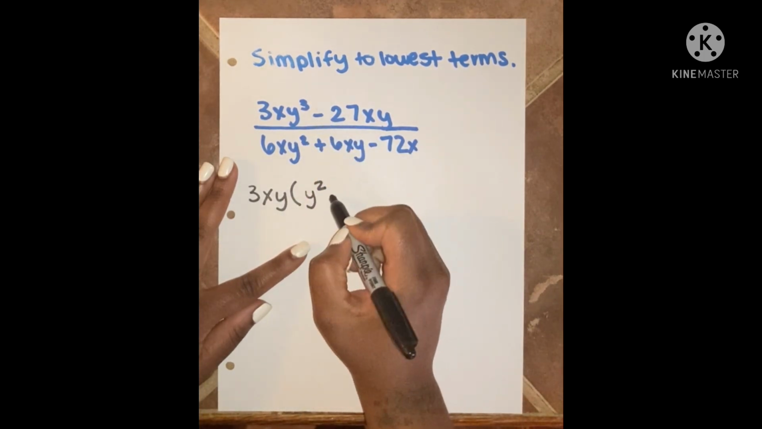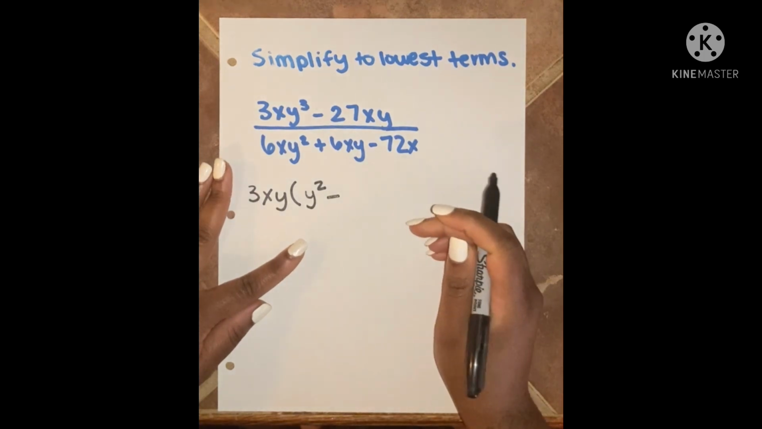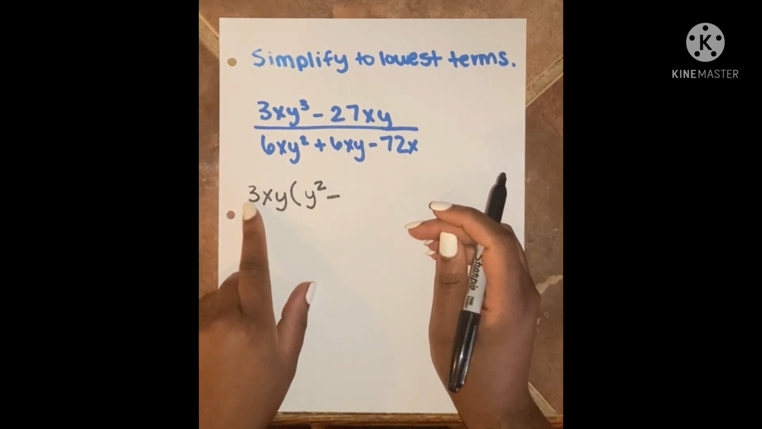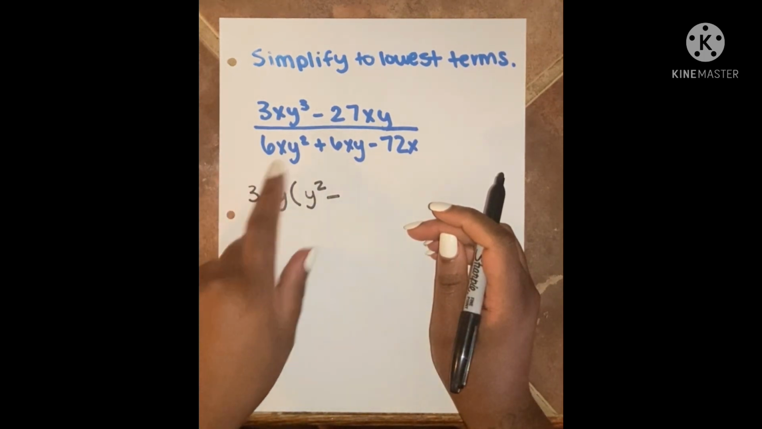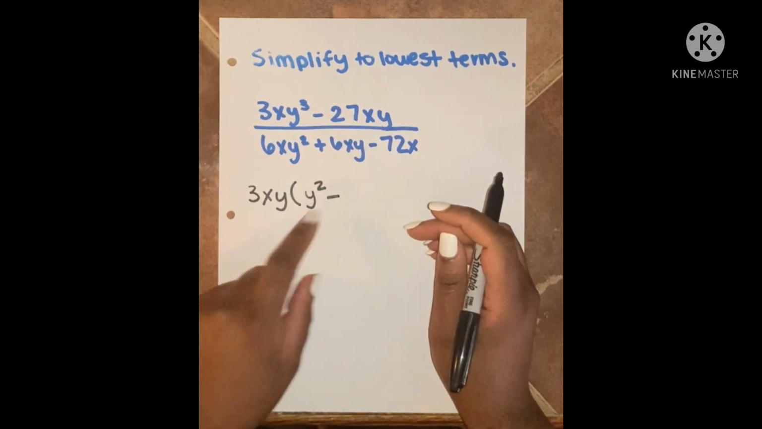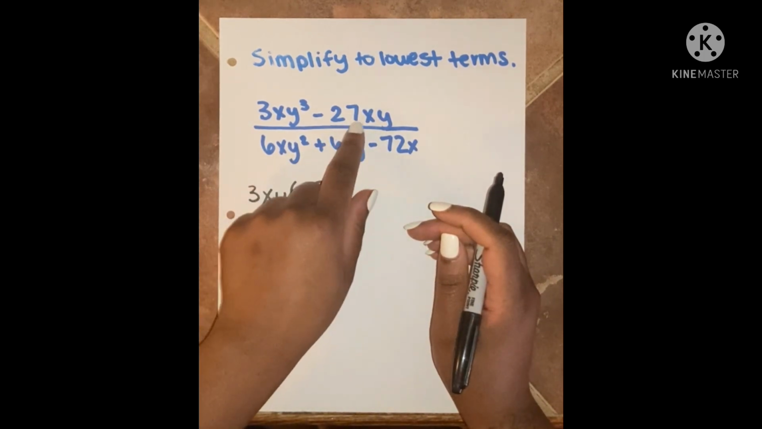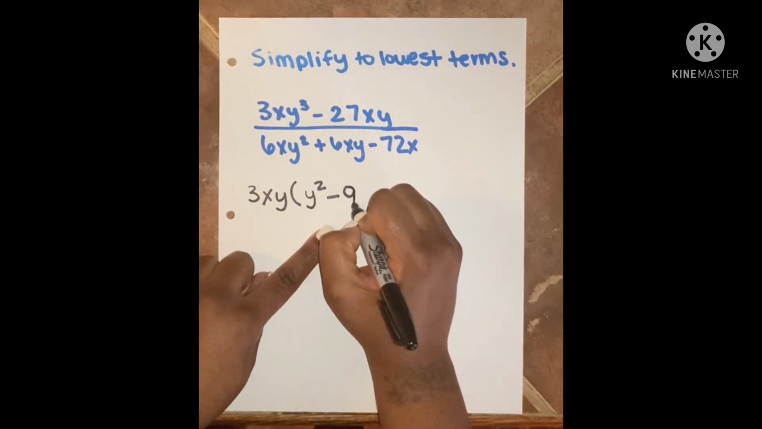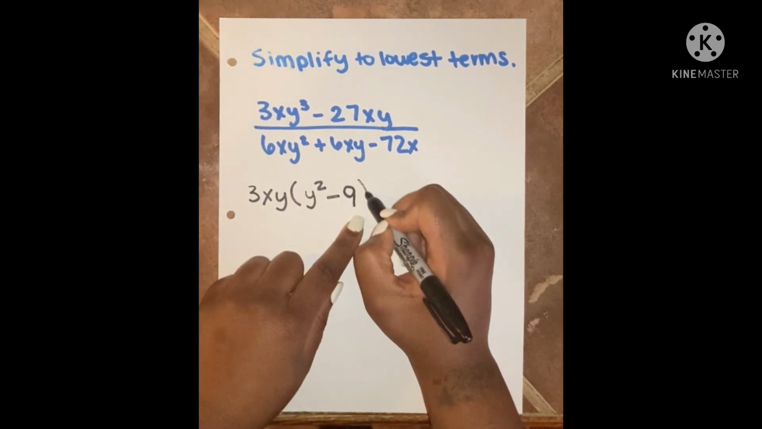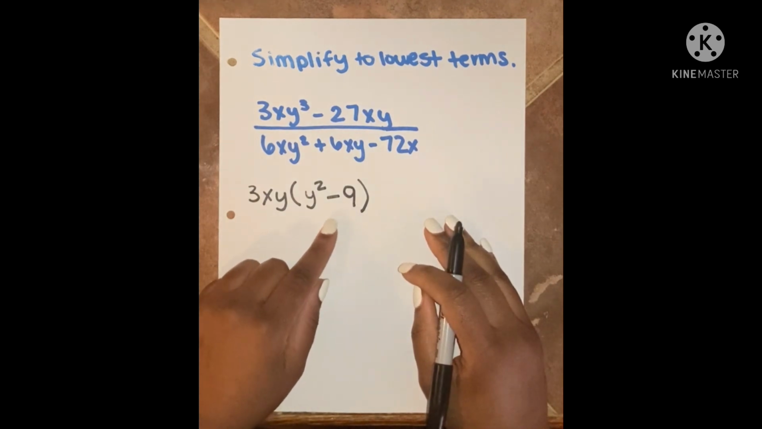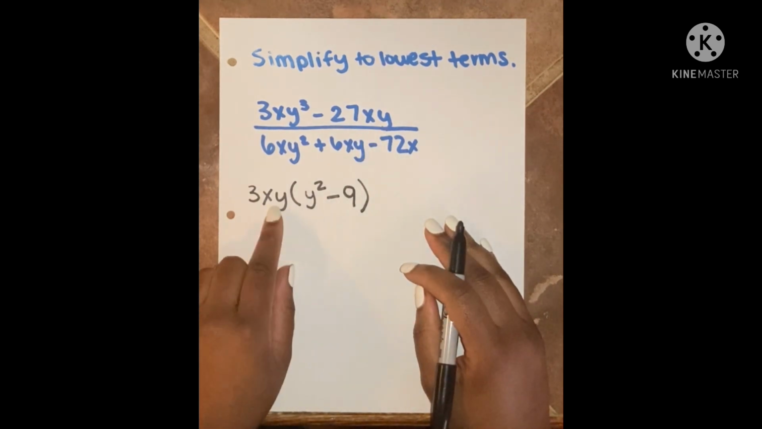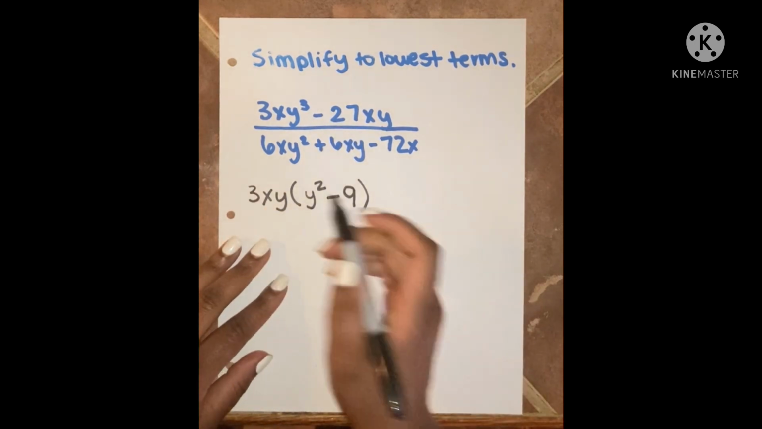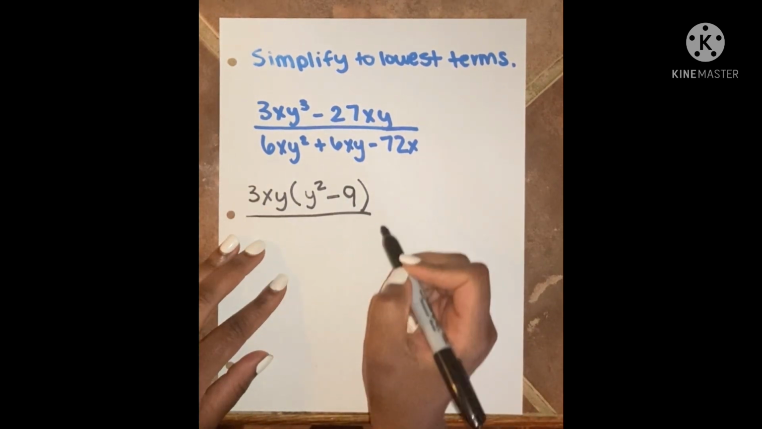We're going to bring down our operation sign, and we know that we have 3 here and we have a negative 27. So what times 3 gives us a negative 27? 9. Okay. So we can now close it. We don't have to add any X's or any Y's because the X's and the Y's are already accounted for in our GCF. So now we're going to start with our denominator.